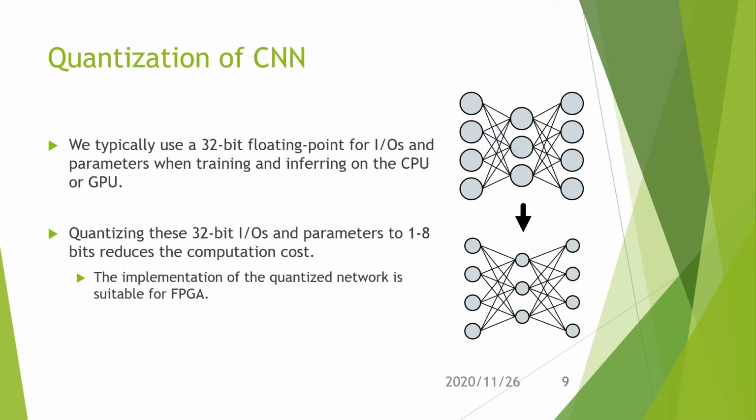We typically use 32-bit floating point for IOs and parameters when training and inferencing on the GPU or CPU. Quantizing these 32-bit IOs and parameters to 1 to 8 bits reduces the computation cost. The implementation of a quantized neural network is suitable for FPGA.